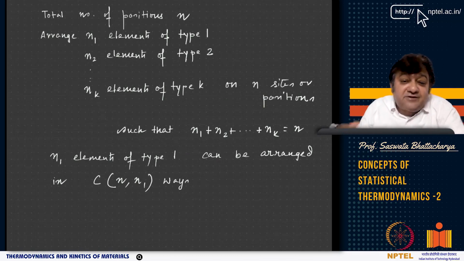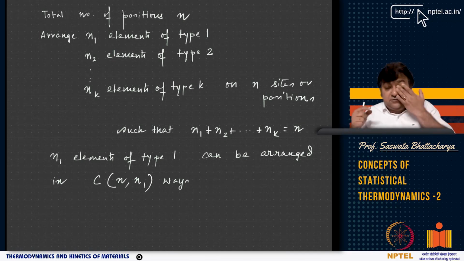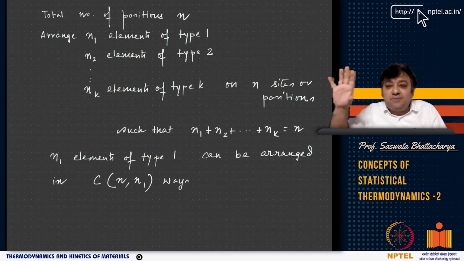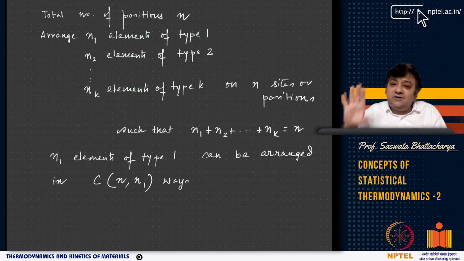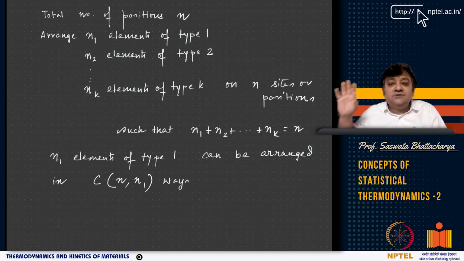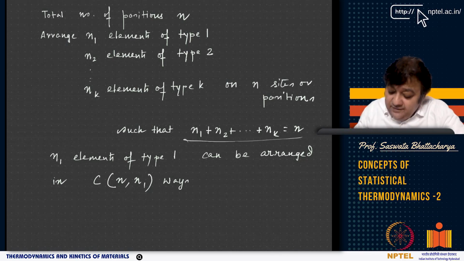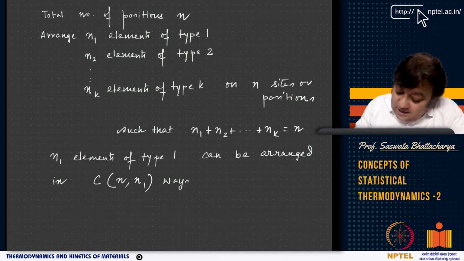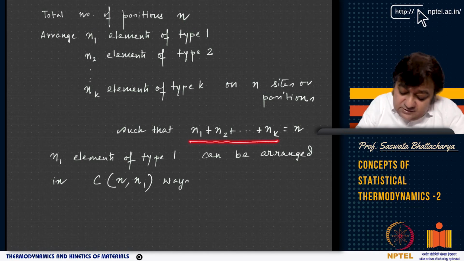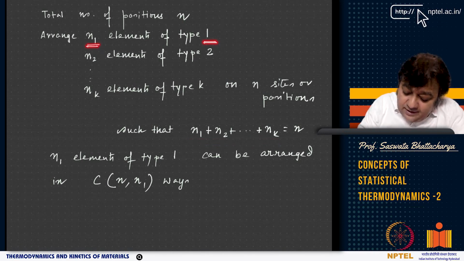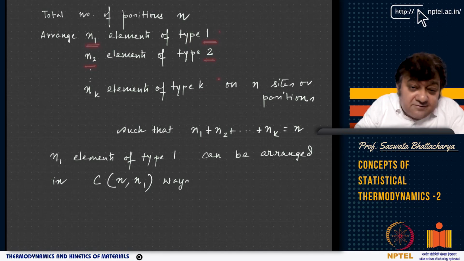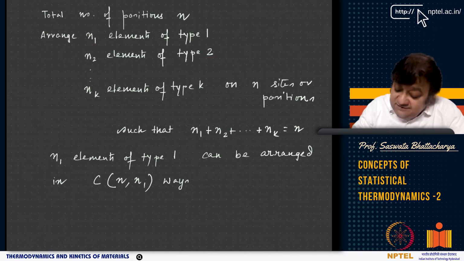If you look at the problem that we had initially, there are n available positions, and you have n1 elements of type 1, n2 elements of type 2, and nk elements of type k, and they have to be arranged on these n positions or n sites. These types are distinguishable, remember. So type 1 is distinct from type 2, which is distinct from type k.